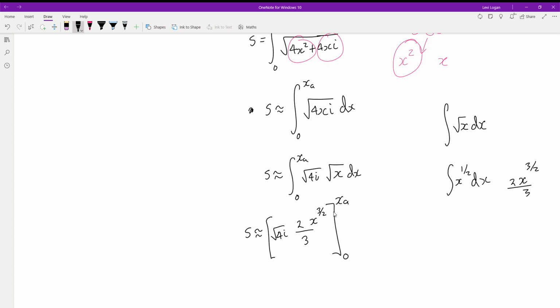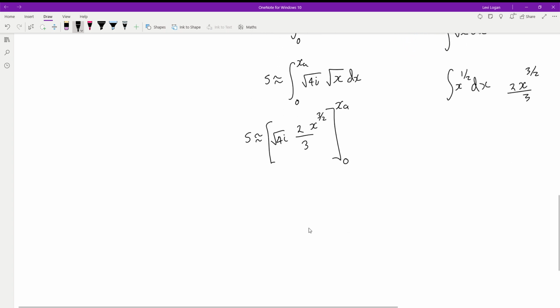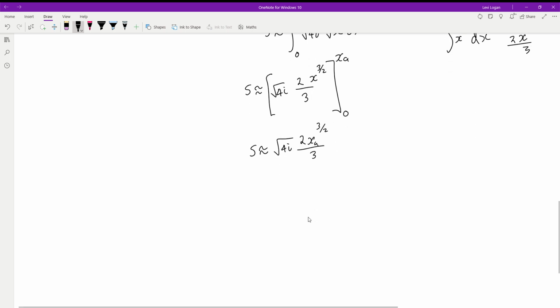Now, all we're going to do is replace x with x_a, because if you put 0 into here, it's going to turn to 0. So our approximate arc length for this complex function is the square root of 4i times x_a^(3/2) times 2/3. Okay, so this is our approximate arc length for our complex function. Now we don't know what our complex function looks like, but this is approximately the distance it travels.